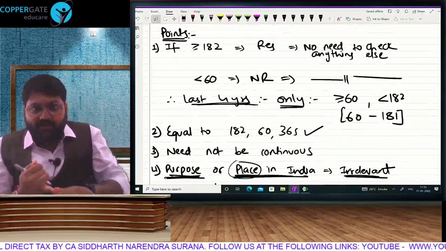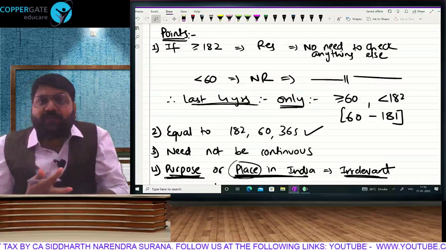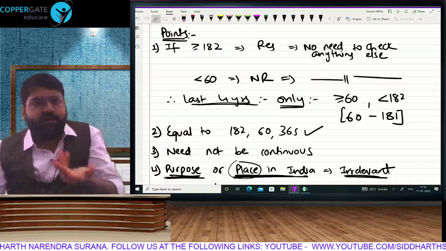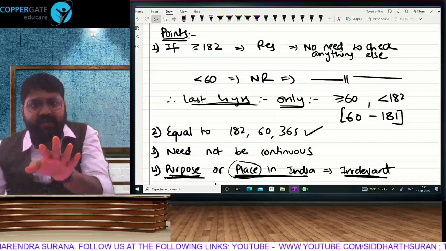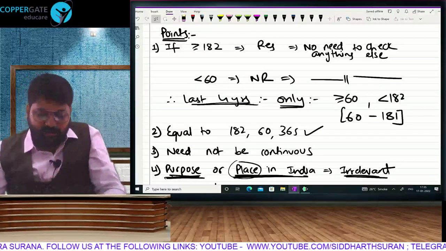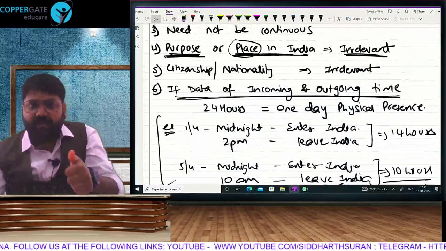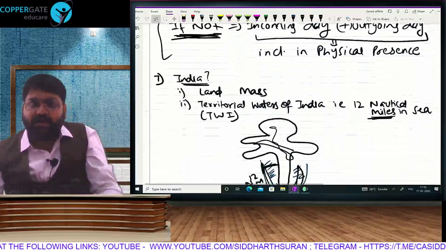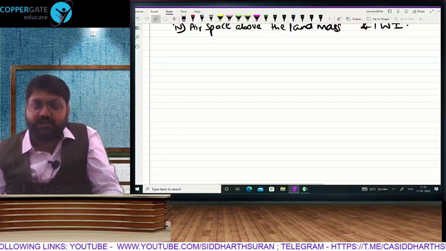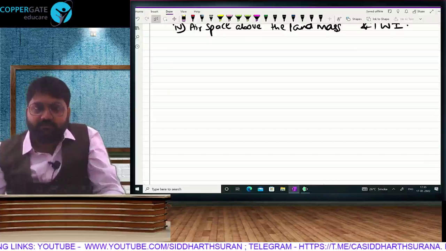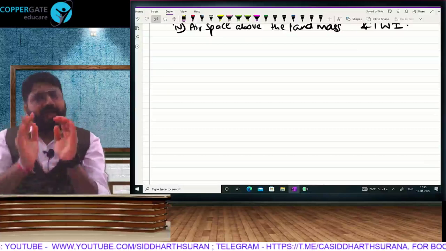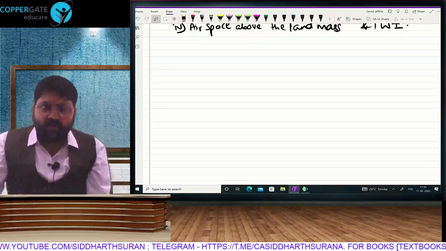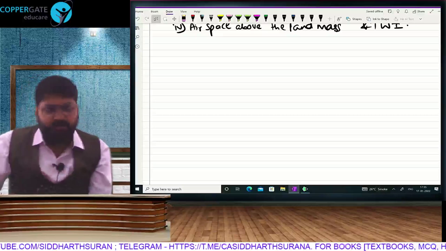Equal to is also covered. Also, when do we have to check the last 4 years? Only if it is between 60 and 181. If it is less than 60, you are a non-resident, story is over. If it is 182 or more, you are a resident, story is over. All other points: need not be continuous, place or purpose, citizenship irrelevant, meaning of India, incoming outgoing days, both will be counted. All this is clear. Now that way, our first two conditions, that is 182 and 60/365, are over.